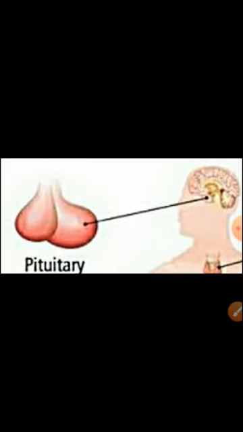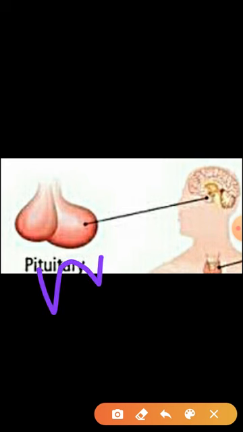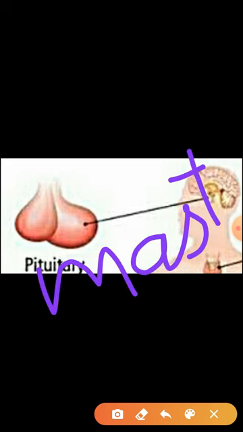Now next is the pituitary gland. The pituitary gland is a pea-sized gland located below the brain, and it secretes several hormones, some of which regulate the activity of other endocrine glands, and that is why it is also called the master gland.